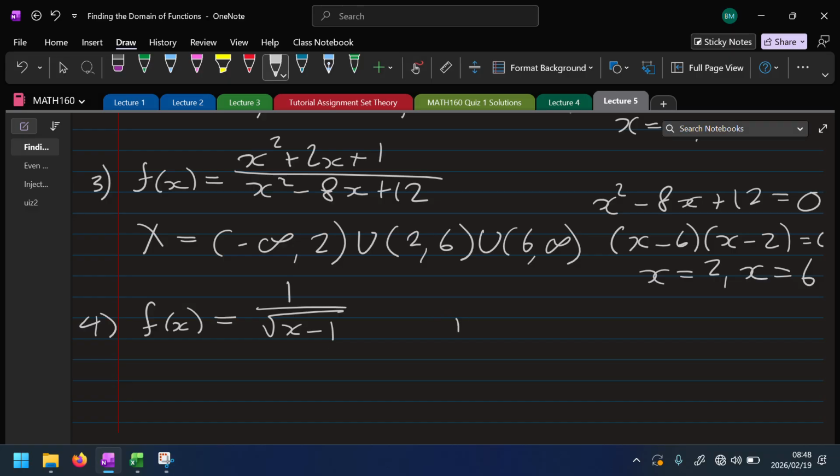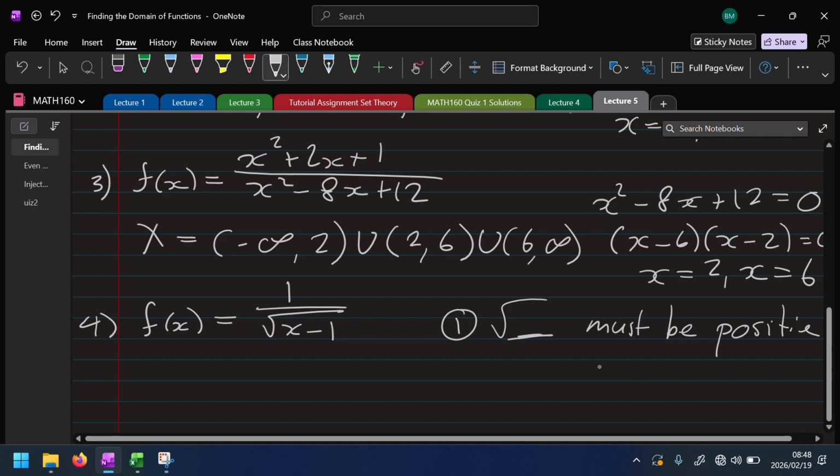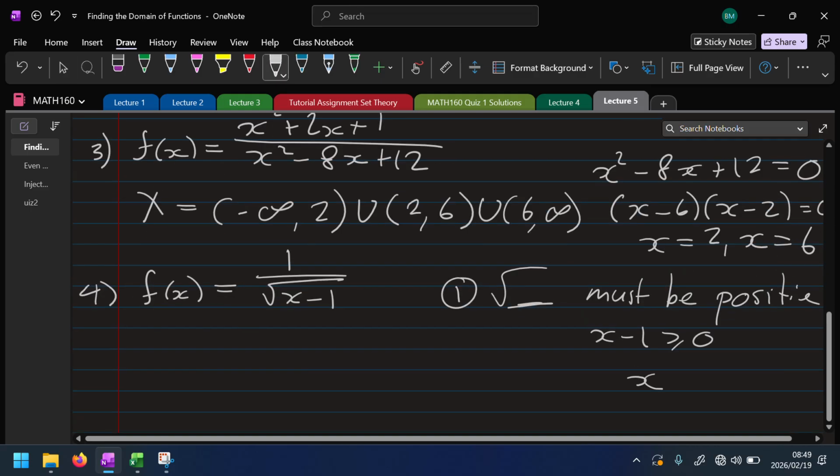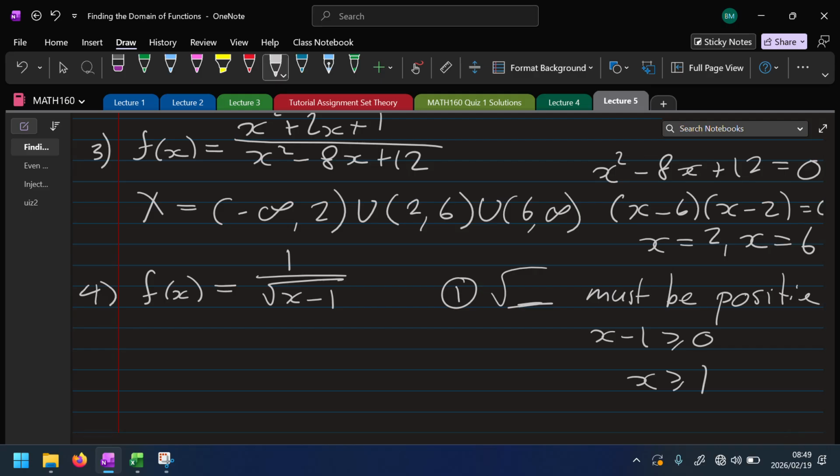Okay, so for the first part, the root of something inside must be positive. So x minus 1 better be greater than or equal to 0 for this to work. So x is greater than or equal to 1. If x is greater than or equal to 1, this inside part is positive and we can take the root. But the second thing is we cannot divide by 0.